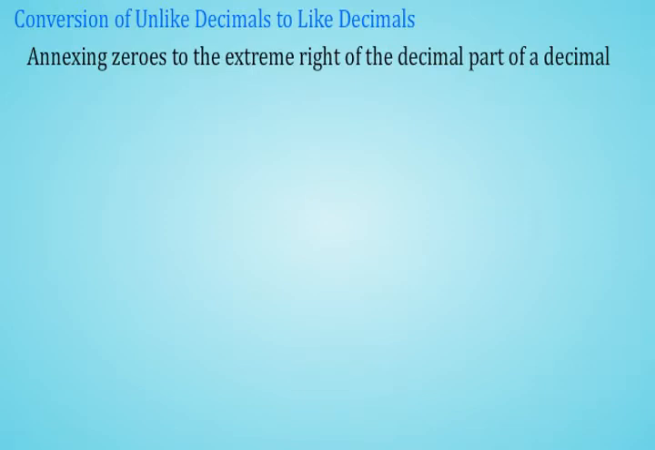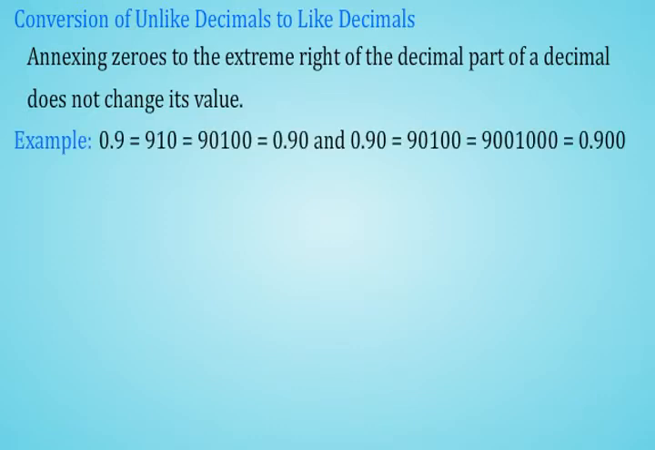Annexing zeros to the extreme right of the decimal part of a decimal does not change its value. Example: 0.9 is equal to 9/10, which is equal to 90/100, which is equal to 0.90, and 0.90 is equal to 90/100, which is equal to 900/1000, which is 0.900. Therefore, 0.9 is equal to 0.90 is equal to 0.900, etc.